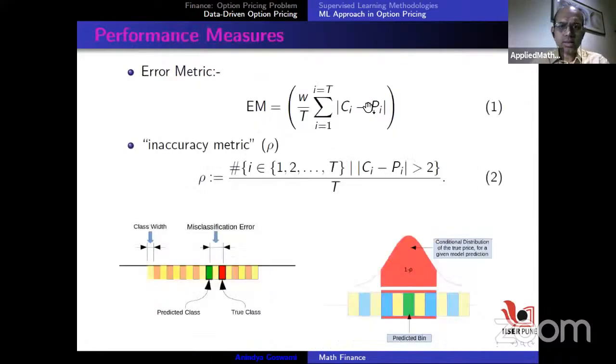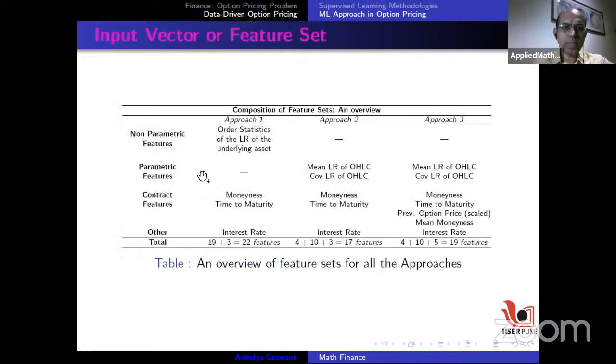Other than this metric, we also investigated another metric, an inaccuracy metric, which counts when this difference is more than 2, divided by the probability. That is another thing we also considered.